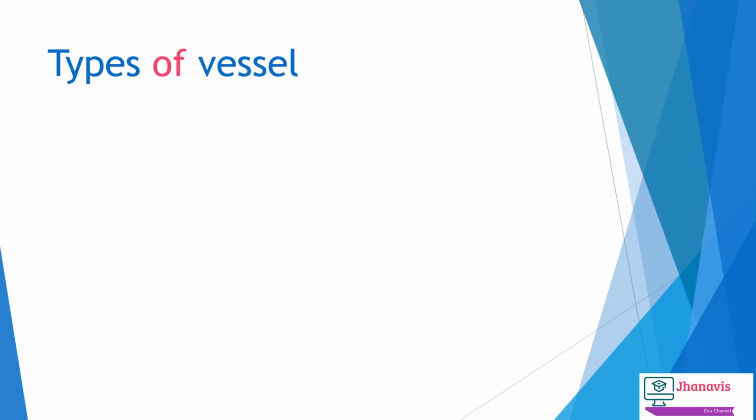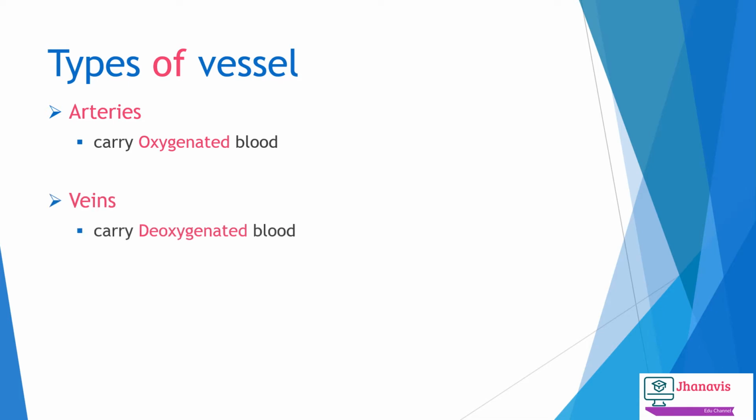Let's talk about the vessels which are present in the circulatory system. When we talk about the vessels, there are mainly three types which you have to remember. First one is the arteries which carry oxygenated blood. Earlier also I said this, that arteries will always carry the oxygenated blood except the pulmonary artery. Remember that. Second one is the veins which always carry the deoxygenated blood. Remember, pulmonary vein is the only one which carries the oxygenated blood.